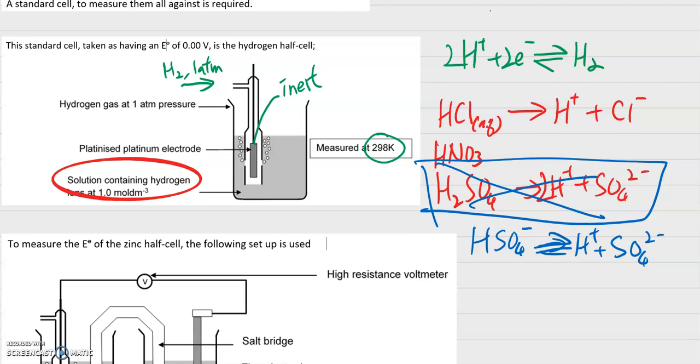Not to mention other weak acids like ethanoic acid. Even though you have 1.0 molar of ethanoic acid, it's not going to give 1 molar of hydrogen ion. So that's why the commonly used hydrogen ion provider will be hydrochloric acid or nitric acid.